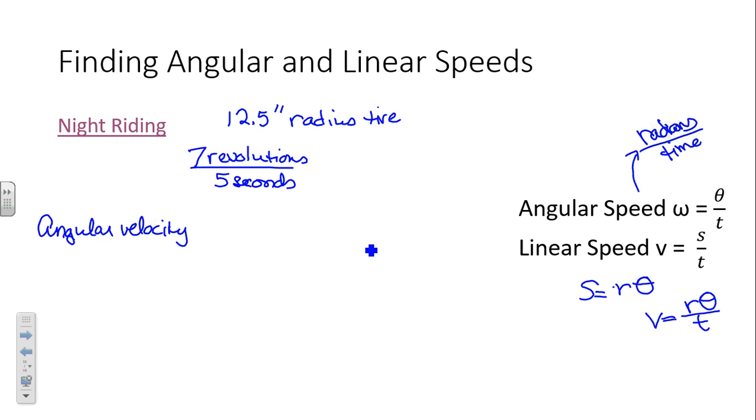Okay? So there's 2 pi radians in a revolution. See how the revolutions are done, right? And so 7 times 2 is 14. 14 pi over 5 is his angular velocity, radians per second.